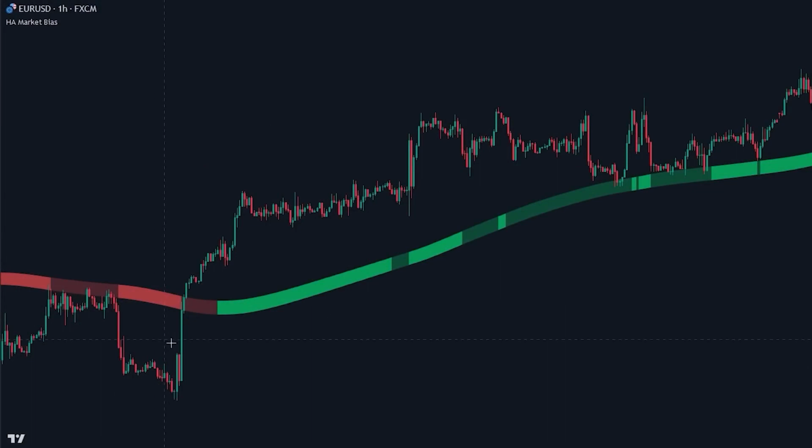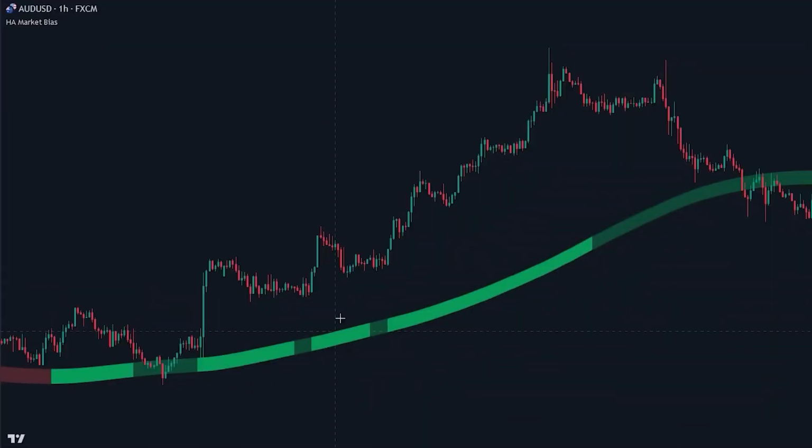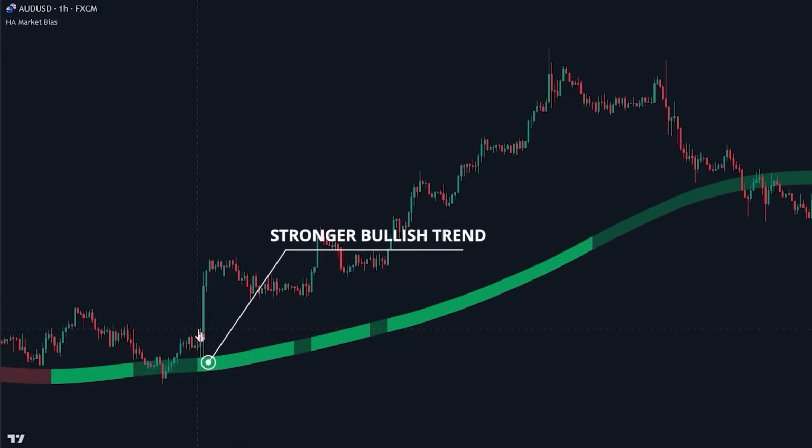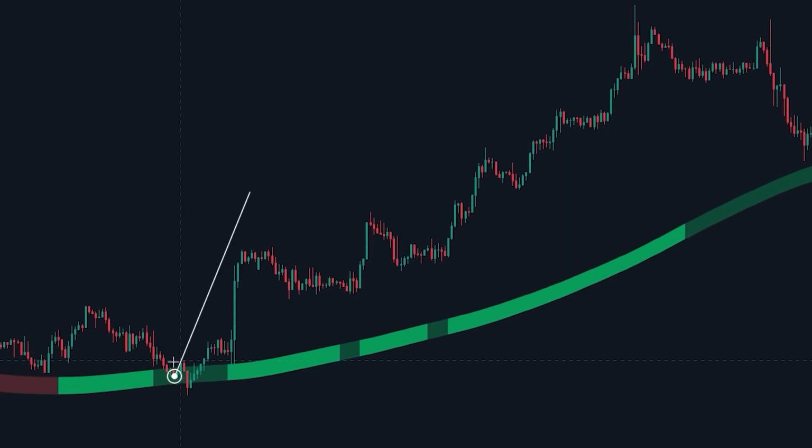The second component we should look at is the market bias line color. It's obvious that whenever the line is green, it indicates that the trend is bullish, and whenever the line is red, it indicates that the trend is bearish. However, what exactly do these dark green and dark red colors mean? Well, when the market bias line is light green, it indicates that the market is in a stronger bullish trend. An example of when this would be the case is if a bullish breakout occurs. On the other hand, a darker green color indicates that the bullish trend is weak. An example of when this would be the case is if a pullback or correction is made.